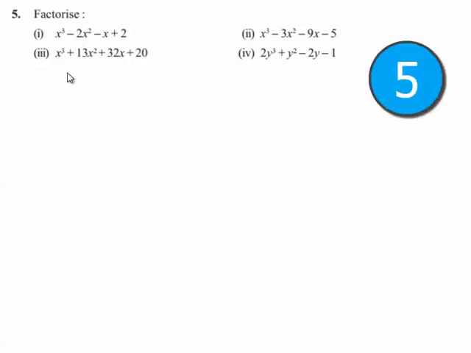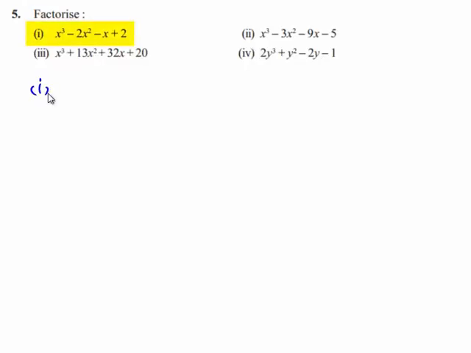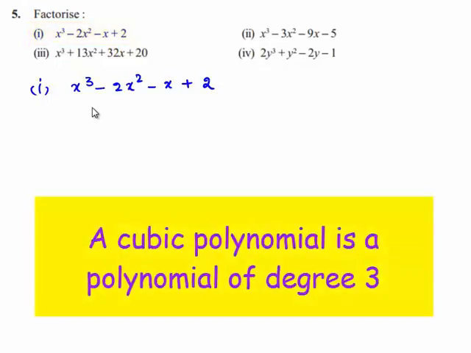Coming to the fifth problem, factorize x cube minus 2x square minus x plus 2, x cube minus 3x square minus 9x minus 5, x cube plus 13x square plus 32x plus 20, 2y cube plus y square minus 2y minus 1. So let us find the solution for the first bit, which is x cube minus 2x square minus x plus 2. This is a cubic polynomial.